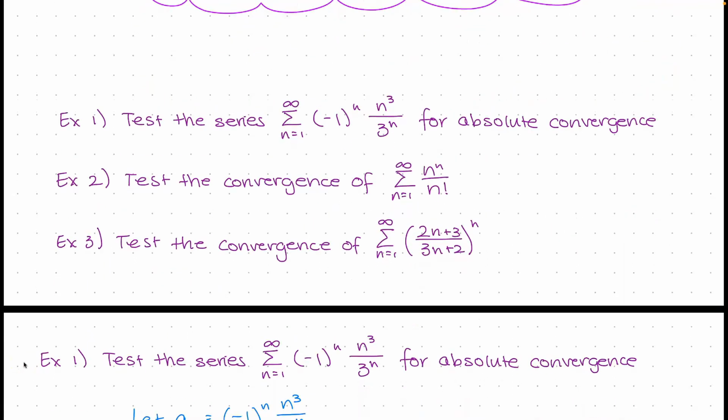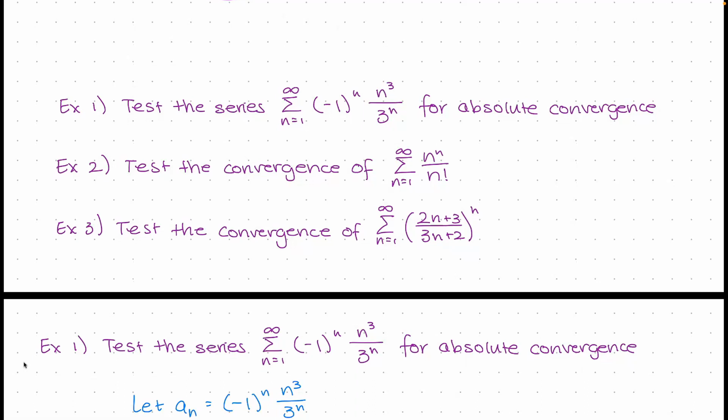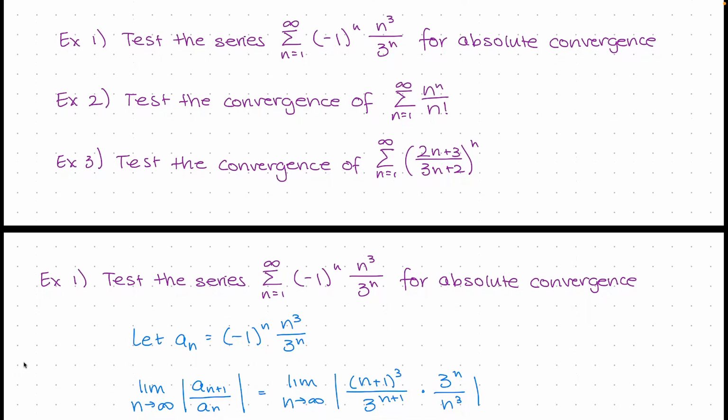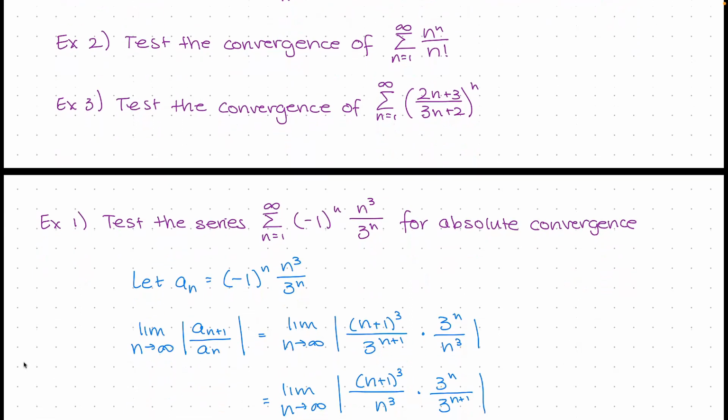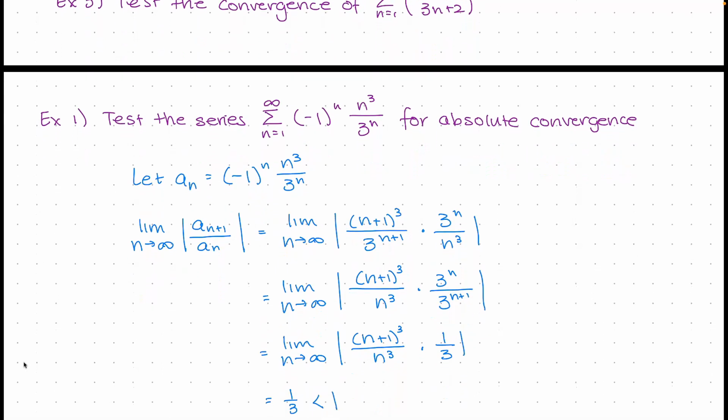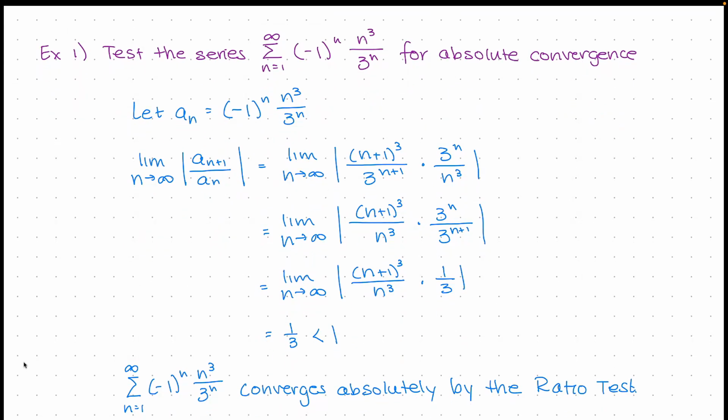All right, I'll give you a little bit. Let's see here. If I define a sub n to be that, then the limit is this. So just multiplying by the reciprocal, it will simplify to this. So we can see the limit is going to be 1/3, which is less than 1. So we know it converges.